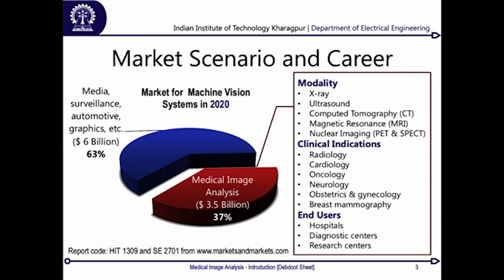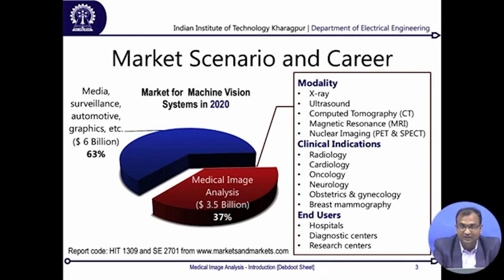On the clinical indicators, which are the different business verticals where medical image analysis goes into play, or where actual medical use is going on, they include radiology, cardiology, oncology, obstetrics and gynecology, and mammography as well. So you will find that different clinical avenues open up for expertise in medical image analysis.